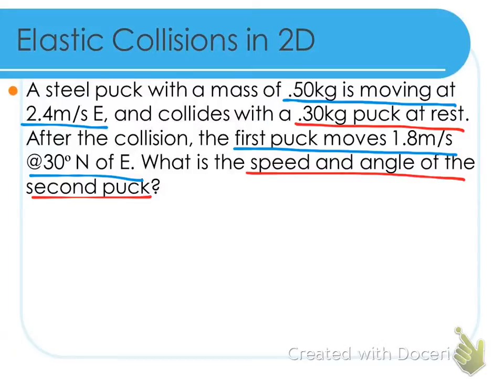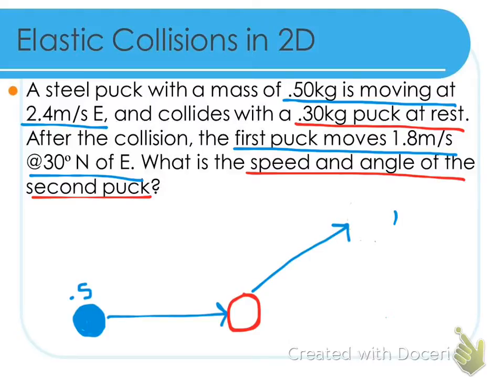So let me just kind of draw out what's happening here. You don't have to do this if you don't want to, that's fine. Our first puck has a mass of 0.5 and it's moving to the east. Our second puck is sitting at rest. Okay. After the collision, our first puck bounces over here. Okay, it goes north of east. So after the collision, my first puck is somewhere over here.